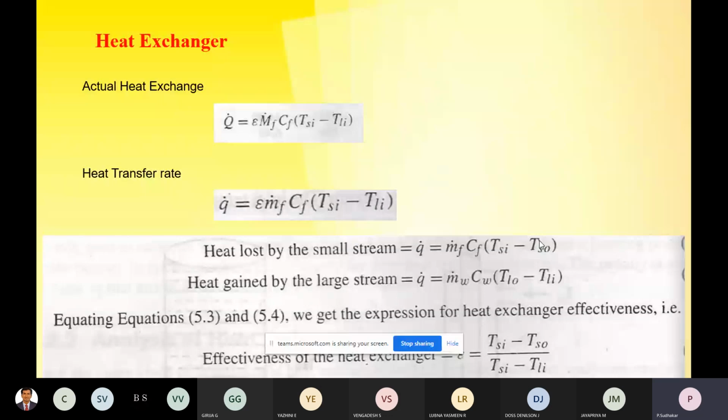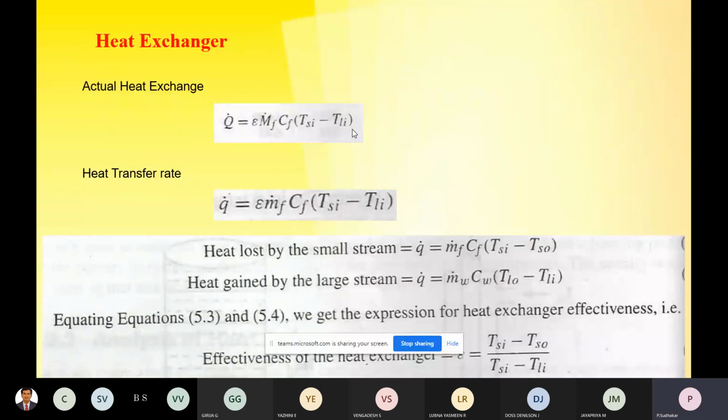Next is the actual heat exchange. The actual heat exchange between the hot fluid of the small stream and water of the large stream can be expressed by this equation. Q dot equals epsilon, which is the effectiveness of the heat exchanger, times m dot f, which I have already told is the mass flow rate of the water, times cf, the specific heat of the water, times TSI minus TLI. TSI is the hot water inlet, that is, from the collector outlet to the storage tank inlet, and TLI is the load inlet, that is, the water which is to be heated, which comes from the heat exchanger inlet.